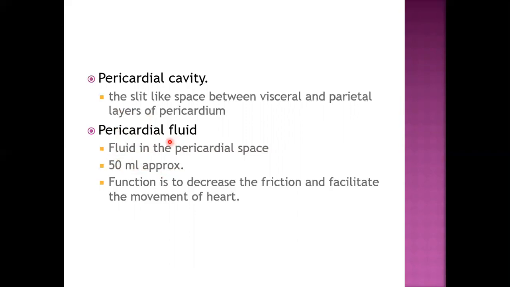So we have the pericardium, the pericardial cavity, and within the pericardial cavity there is a small quantity of fluid known as the pericardial fluid. The function of this pericardial fluid is to decrease the friction and facilitate the movements of the heart. As you know, the heart is beating continuously at the rate of 60 to 100 beats per minute in a normal healthy individual. Because of this continuous beating and strenuous activity of the heart, lots of friction is supposed to be produced, and this friction is reduced because of the presence of these pericardial layers and this pericardial fluid.